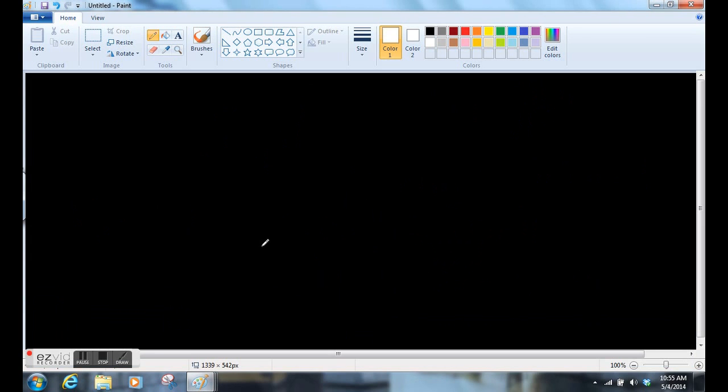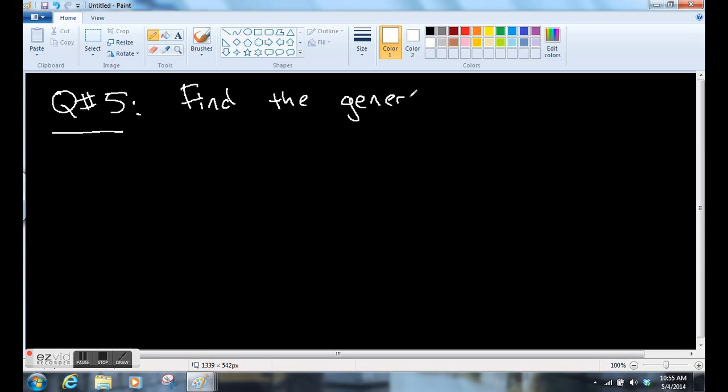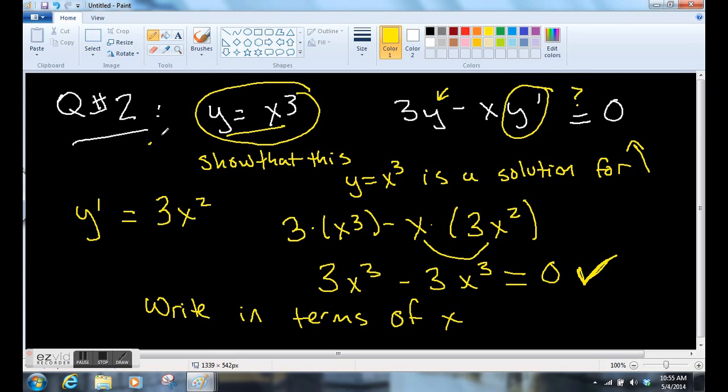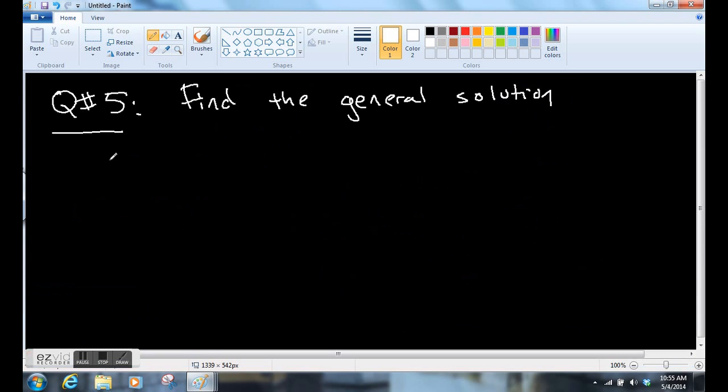This is question number 5. Find the general solution, and they're going to give you a differential equation. So before, in the previous problems, like this one, they said, prove that this is a solution. And in this case, now they're going to say you have to come up with your own solution. So question 5, we have dy, the derivative in terms of y, equals x e to the x squared plus 1 dx.